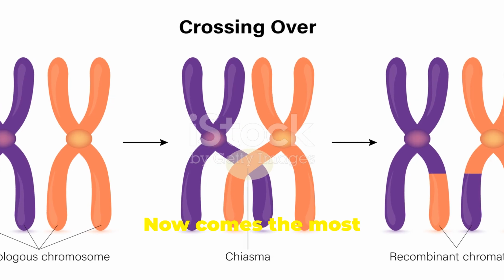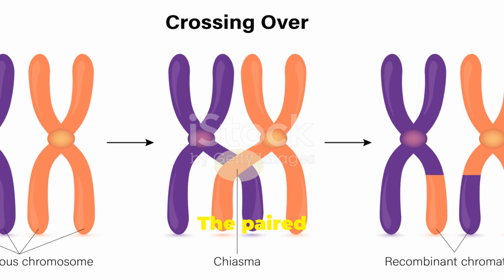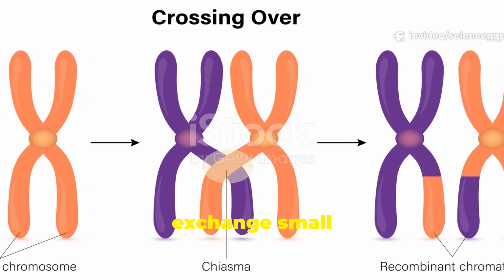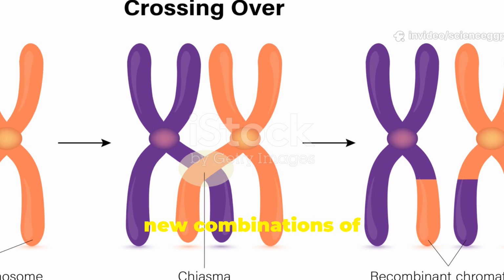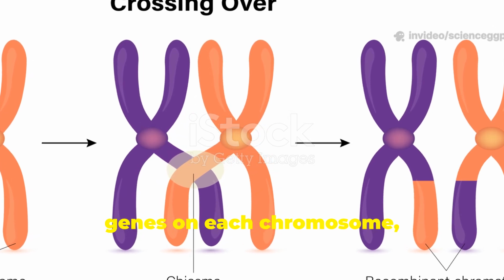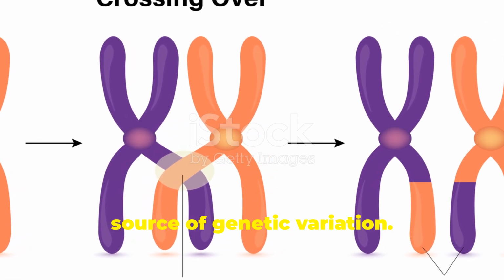Now comes the most magical part: crossing over. The paired chromosomes get so close that they can exchange small segments of their DNA. This genetic shuffling creates new combinations of genes on each chromosome, which is a major source of genetic variation.